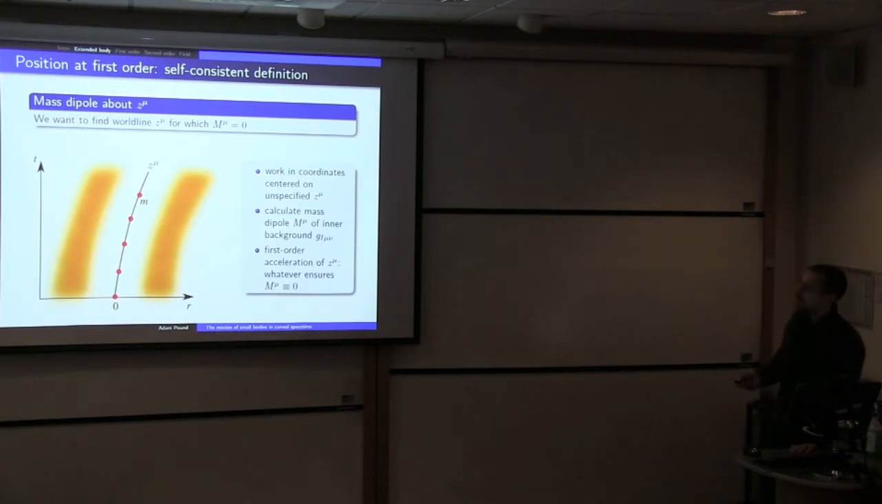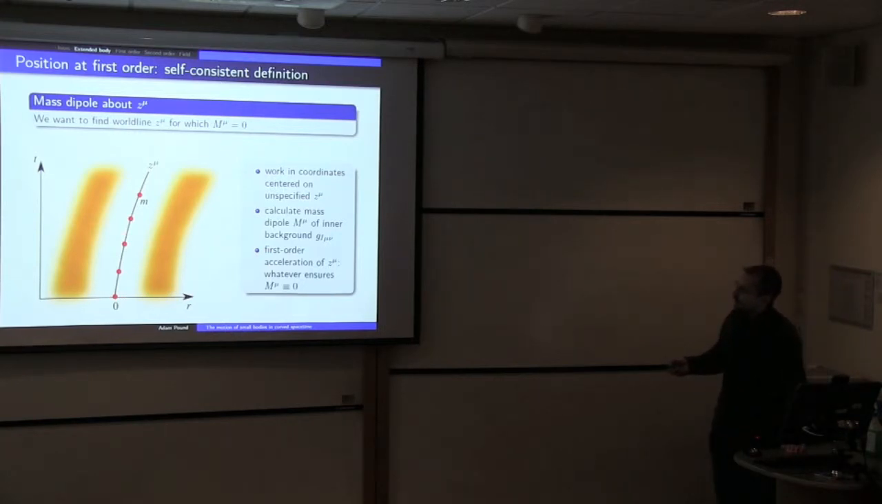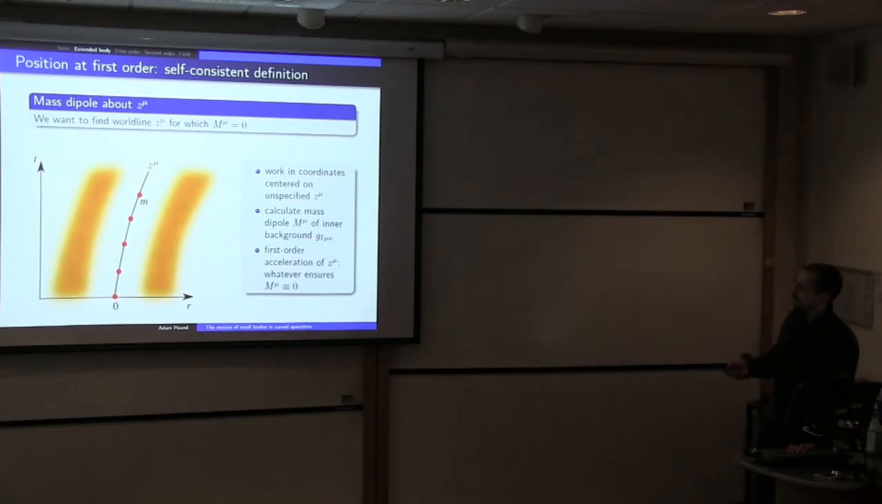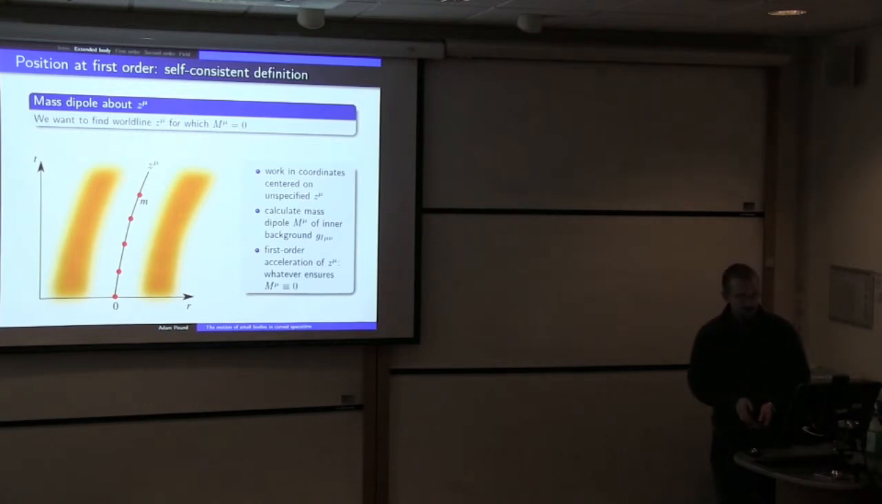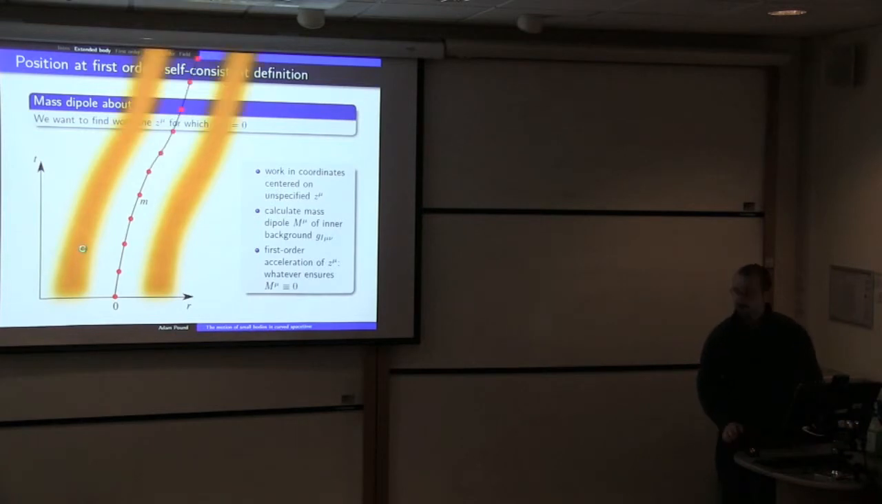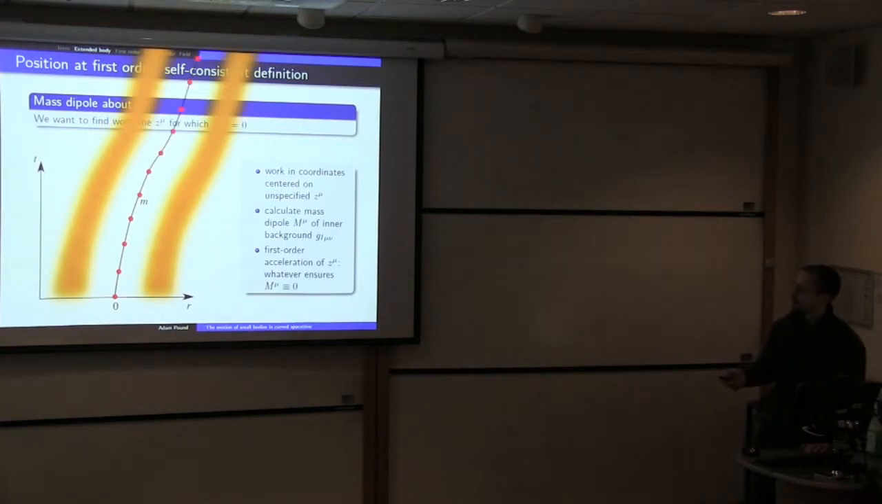Now in the self-consistent definition, I'll work in coordinates centered on the accelerated world line. So I'll have my coordinates like this. I'm looking at a point out here. And I calculate the mass dipole moment of the inner background in those coordinates. And then I want to make sure that the center of my coordinates agrees with the center of mass. What I mean by that is that in those coordinates, the mass dipole of the inner background has to vanish. So this tracks the object indefinitely. So this way you don't have deviations growing, you just keep moving along with where the center of mass is.